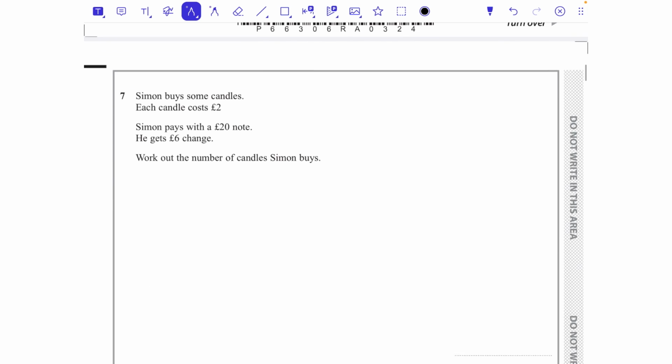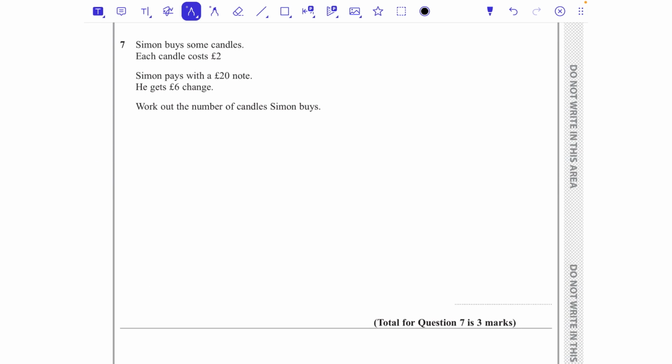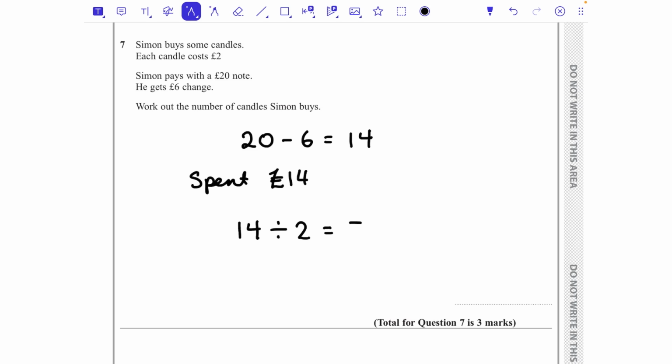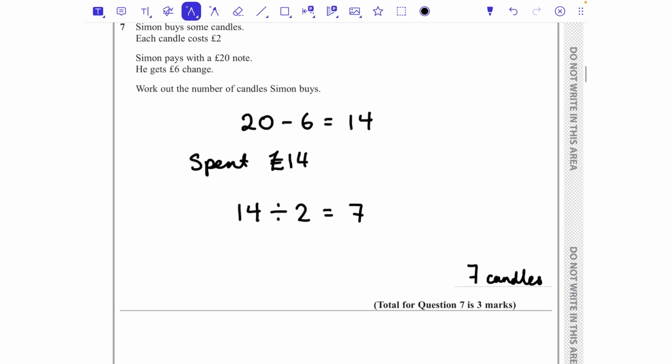Question number 7, Simon buys some candles. Each candle costs £2. Simon pays with a £20 note. He gets £6 change. Work out the number of candles Simon buys. So if we start with our £20 and we take away £6, we get 14. So he must have spent £14 in the shop. So if he spent £14, the question is how many £2 would fit into that? How many 2s go into that? And to do that, we're going to divide. So 14 divided by 2 is 7. So he must have bought 7 candles to have spent £14 and got £6 change. 3 marks for that one.